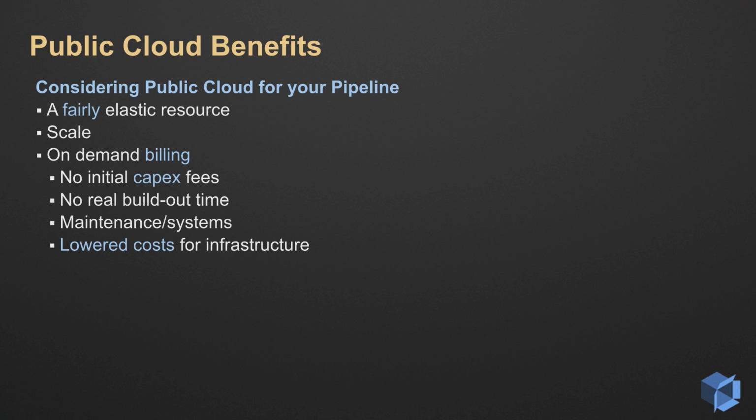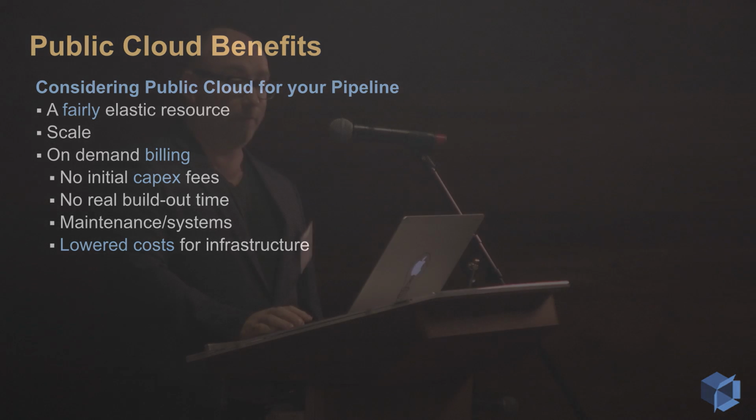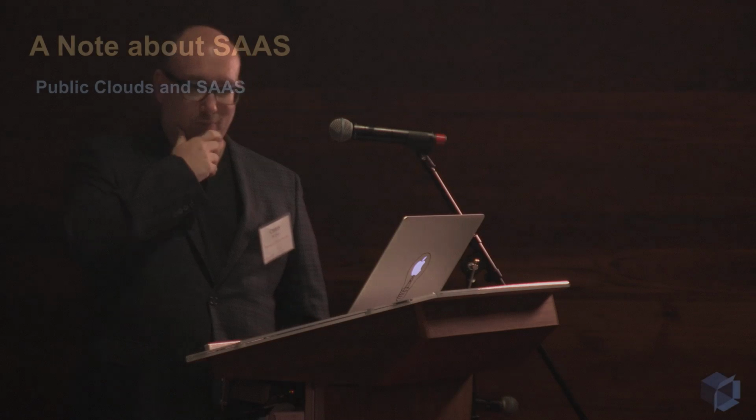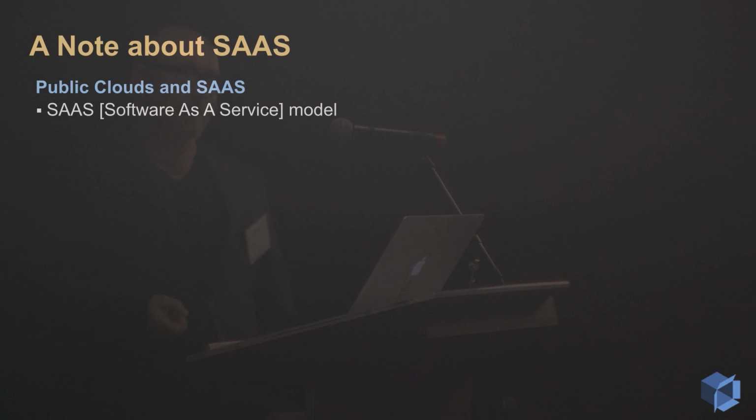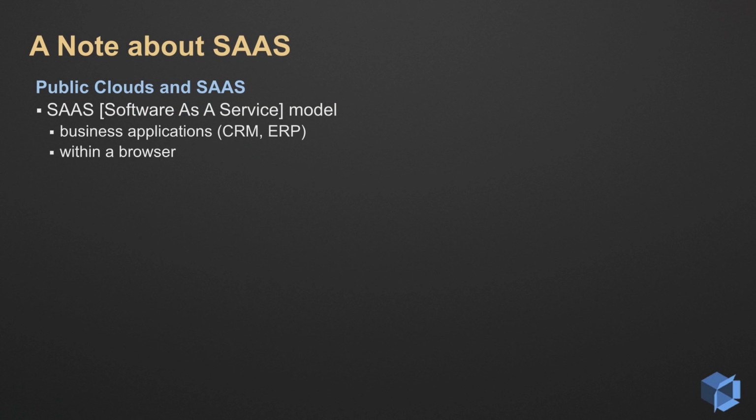And of course, there's a lowered cost for infrastructure, and someone else hopefully is taking care of the systems for you. So I'm gonna stop there for a second and talk about SaaS. What I'm here to advocate today isn't a SaaS model, and it's a little bit difficult to understand. SaaS is software as a service. What I'm trying to advocate is this idea that you have a local compute resource in your building, in the palm of your hands, in your laptop, and you want to use that.